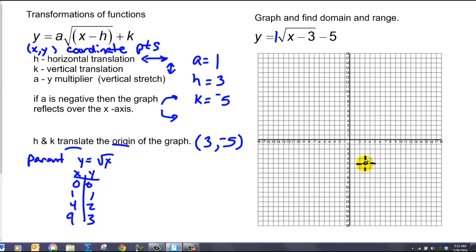So here's 0, 0, 1, 1, 4, 2, and 9, 3. I'm going to graph this, like so. Again, you'll see that same arcing figure. It looks just like y equals root x. And you'll notice I've graphed this without ever plugging values into this function here.